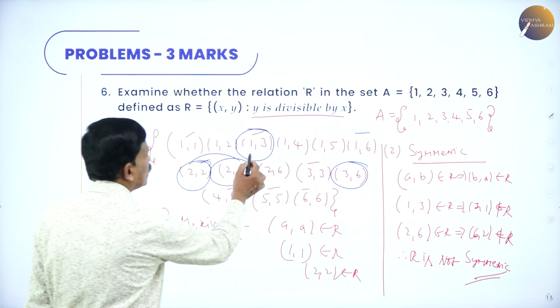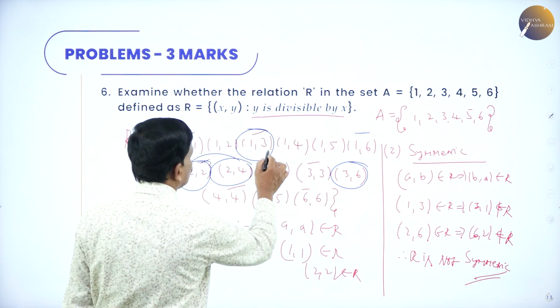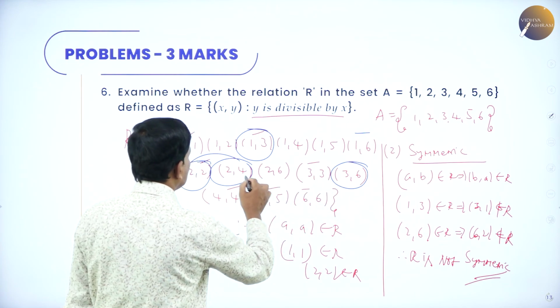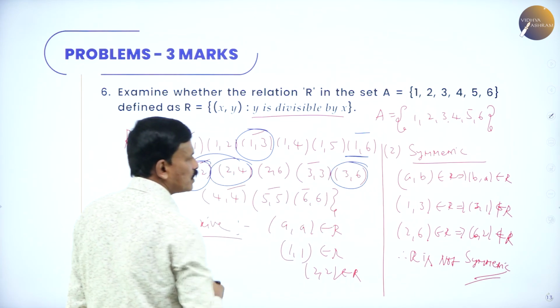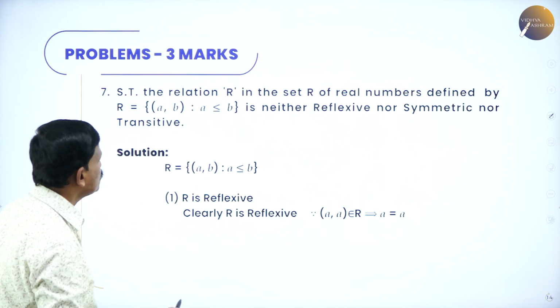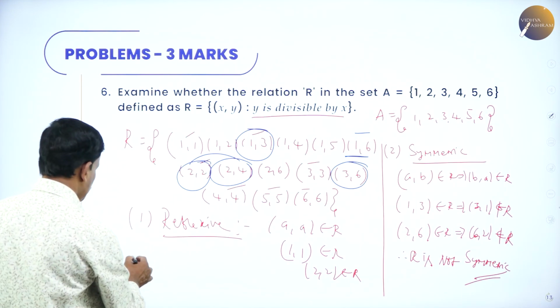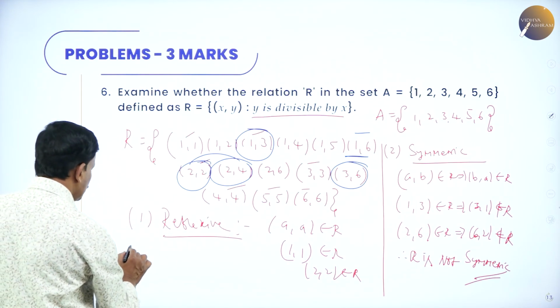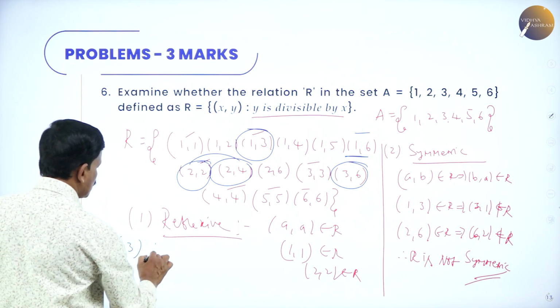Let us take (1, 3) and (3, 6). (1, 3) belongs to R and (3, 6) belongs to R implies (1, 6) also belongs to R. Then I will go to the next page. So no space, let me solve here. Reflexive, symmetric and transitive. Third property is transitive.